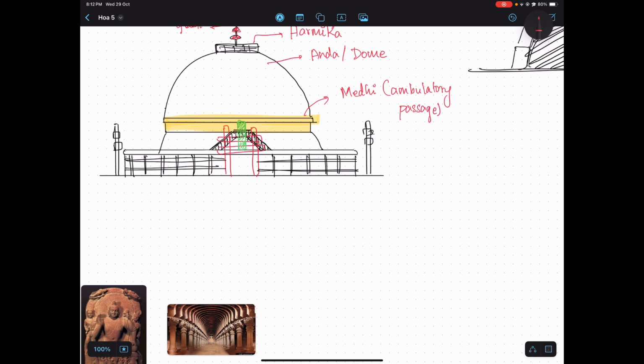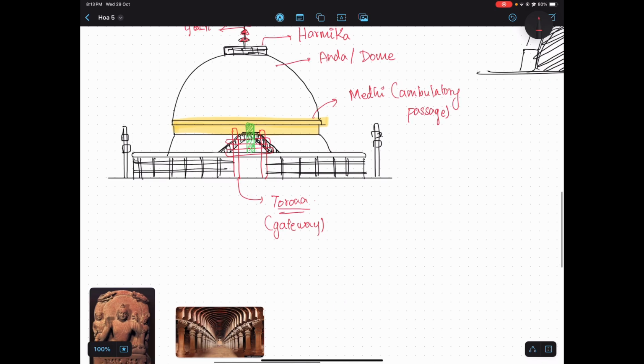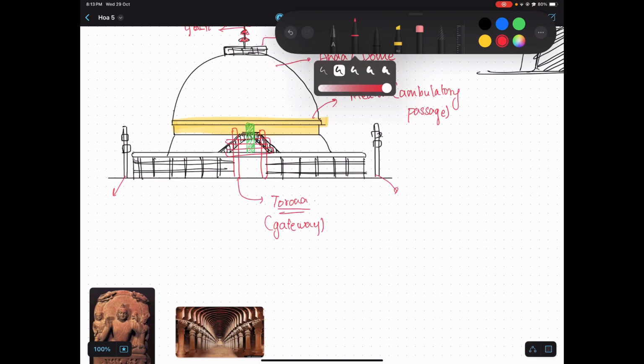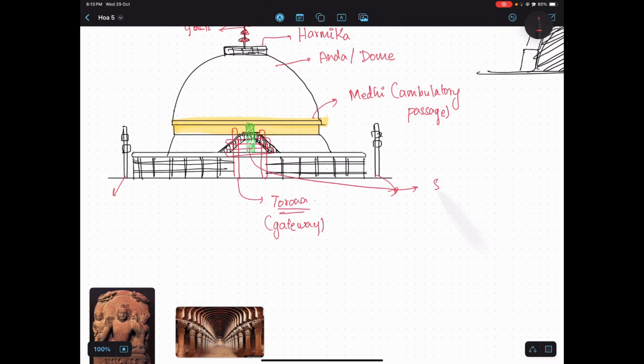Then we have toranas, which is our gateway or ceremonial gateway, and it was present in all four directions. So this is your one torana, you have another one here, you have another one here, and another one on the rear side. So that is torana. And then we have our stambha or the pillar, which is present in here.